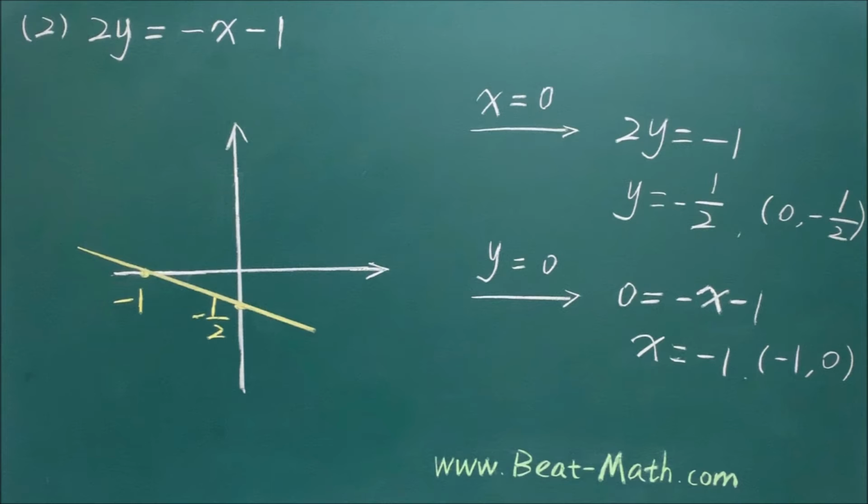Please notice that we do not need a third point because 2 points uniquely determine a line. Unless you want to double check your result, you can draw a third point to see whether it's on your line.